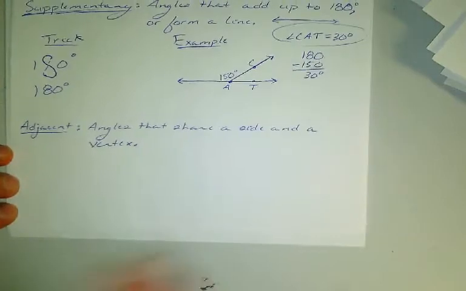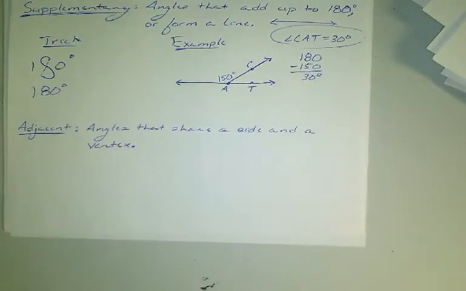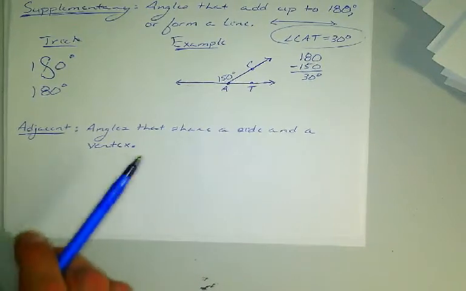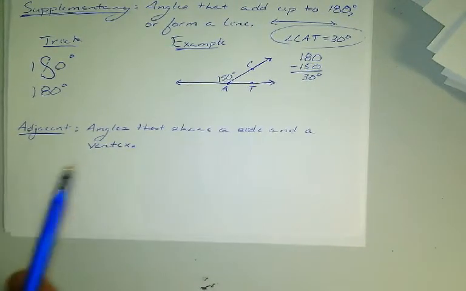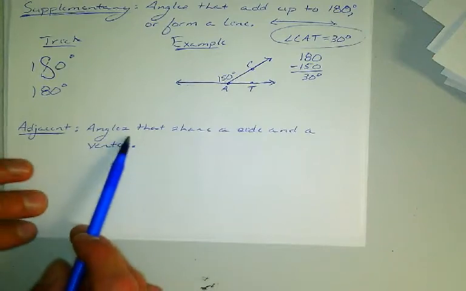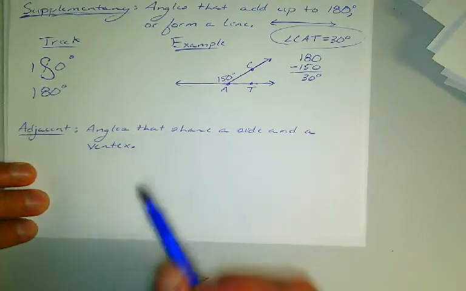All right, last relationship, adjacent. Probably should have done this one first, because adjacent angles, they can be supplementary, they can be adjacent, but what you need to remember is adjacent angles, they are next to each other. They are angles that share a side and a vertex.